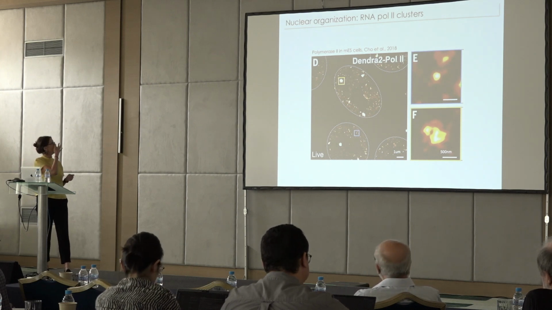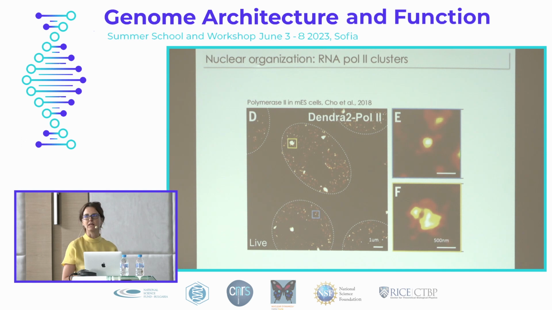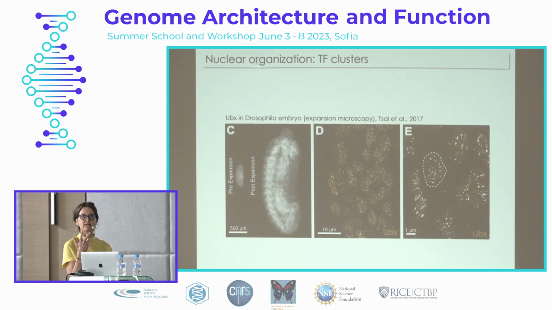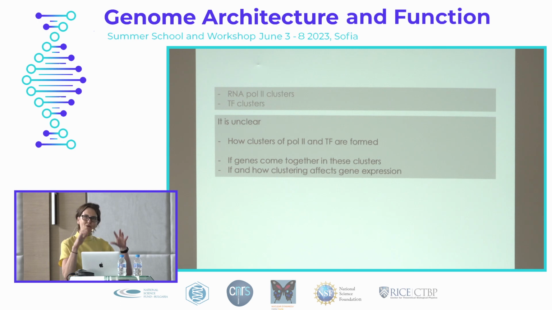So here you see a still of a movie made in Ibrahim Sis's lab where they beautifully show that RNA polymerase II is not uniformly distributed through the nucleus, but forms these clusters, big and small. And when we look at transcription factors, in this case UBX, an important transcription factor in Drosophila embryos, we can also see that it's highly clustered. I want to note that in this case, they had to use expansion microscopy to actually see these clusters, because very often they're tiny.